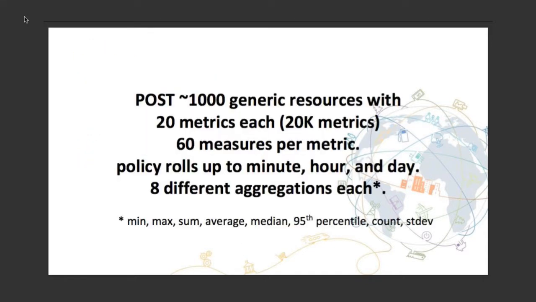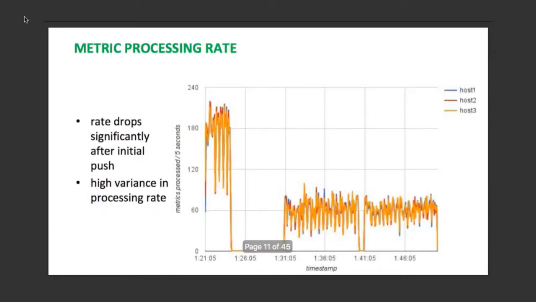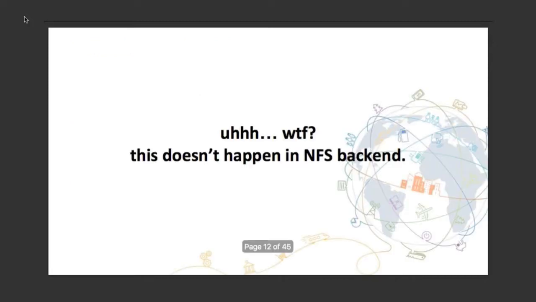So for the test methodology, I posted 20,000 metrics across 1,000 resources with 60 points per metric, and I had a policy set up to roll up to a minute granularity, hour, and daily with 8 different aggregates each. On our first go, I found that the first batch performed relatively well, but every other subsequent batch dropped heavily in performance, and I wasn't really sure why. When we tried other backends, such as the NFS backend, that same drop in performance didn't happen.